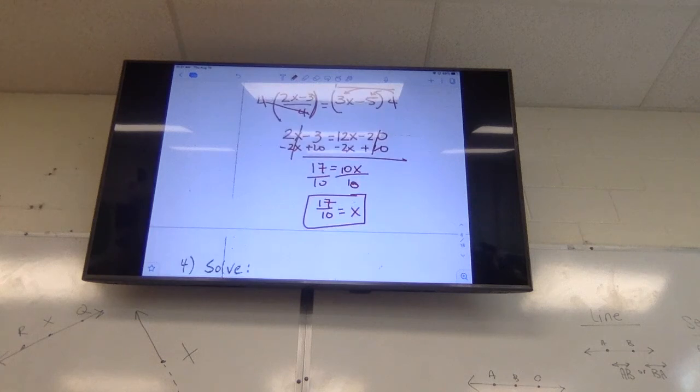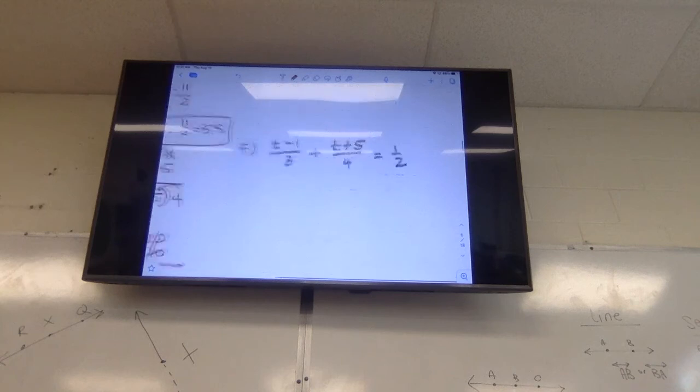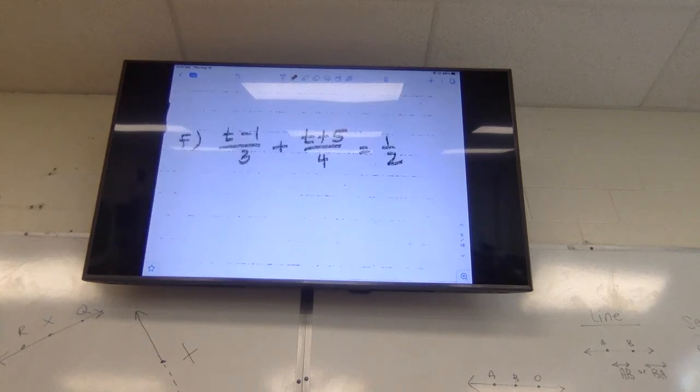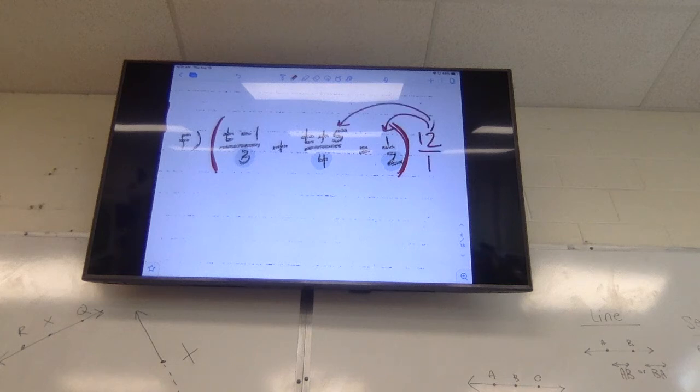Cool. All right, next one, similar idea. When I have just one fraction, I isolate that one fraction and get rid of that denominator. When all of them have fractions, I want to multiply by the greatest common denominator. I want to multiply by the biggest number that's going to clear all of these out. So I want a number that's going to cancel out 3 and 4 and 2. What number should that be? 12. Good. So I'm going to multiply by 12 to every single one of these fractions.